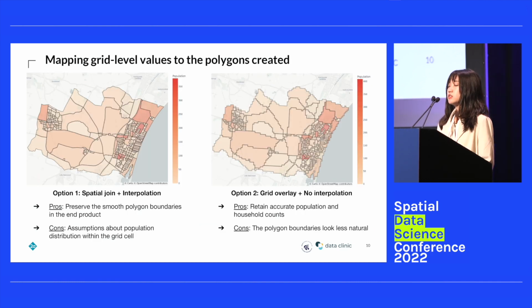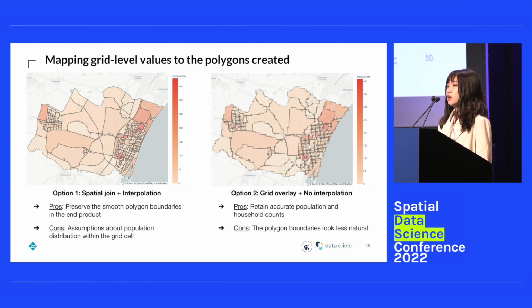After we created these polygons, the next step is mapping the grid level population and household count values to the polygons we created. The most straightforward way is to simply spatial join the grid cells with the polygons, but this approach will require some interpolation. Although it can preserve the smooth polygon boundaries in the end product, we need to make assumptions about the population distribution in the grid cells, which sometimes is pretty hard.